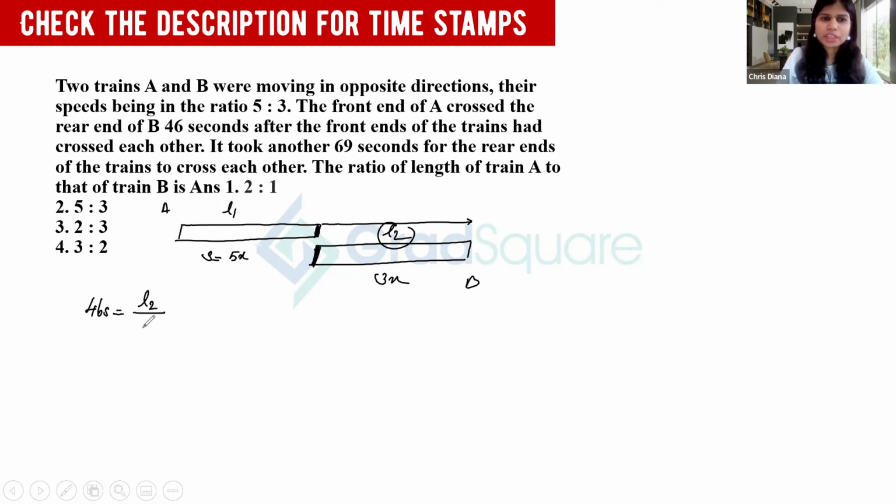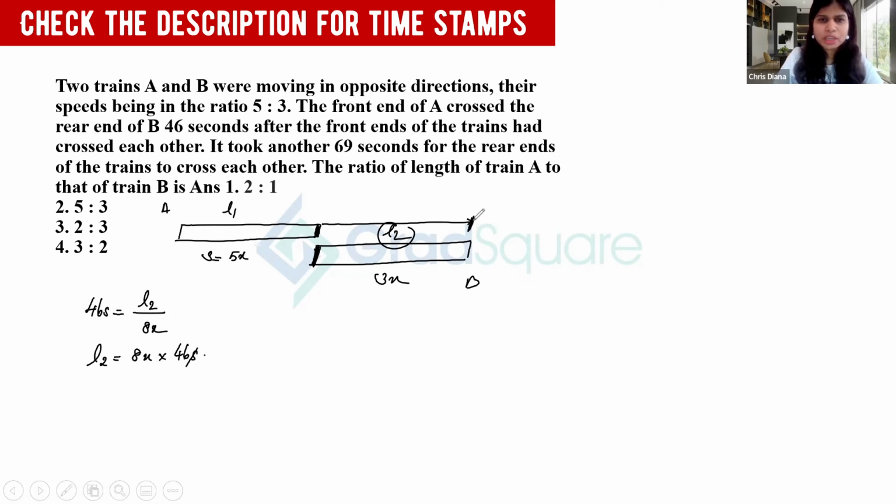Both are going in opposite directions. So 5x plus 3x is going to be 8x. So L2 is equal to 8x into 46 seconds. Okay, so I can just omit the unit then, no issues. Now, it took another 69 seconds for the rear ends from here further.